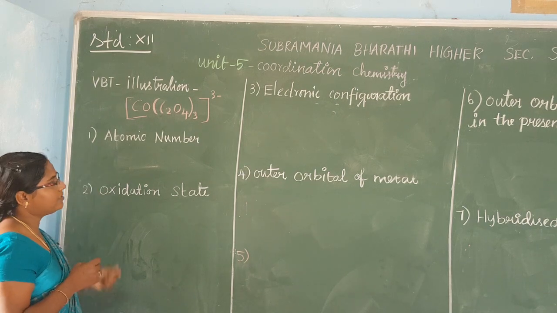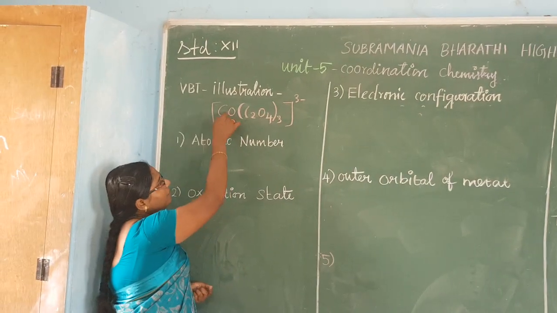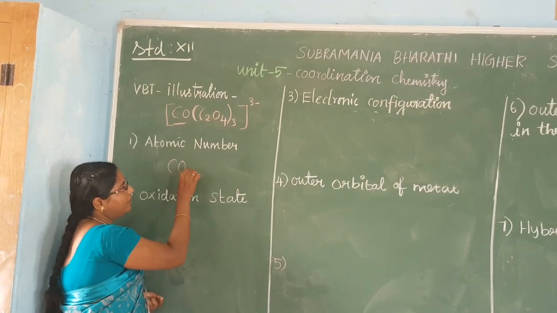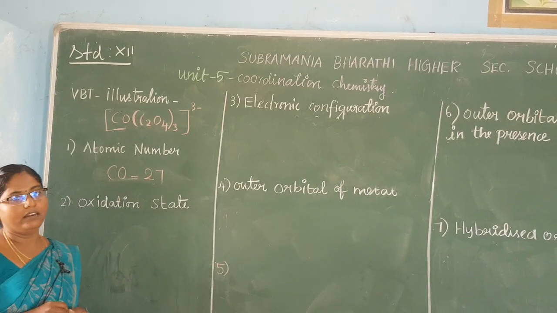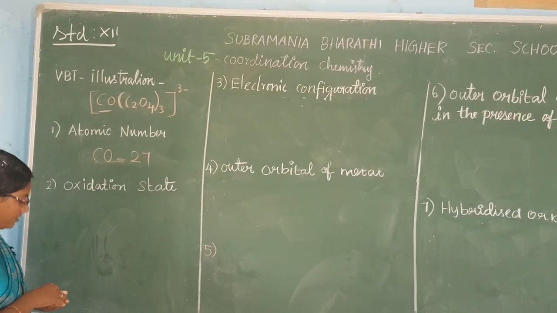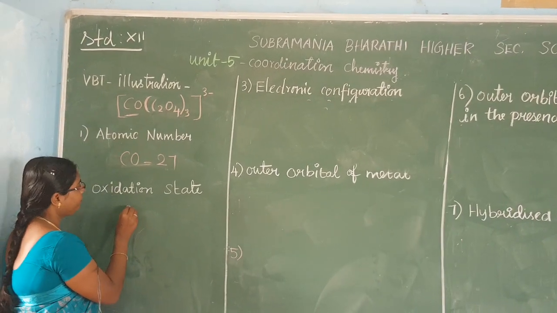So the first step is the atomic number. What is the atomic number of the central metal atom here? The central metal atom is cobalt. The atomic number of cobalt is 27. Then I have to find out the oxidation state. How to find out the oxidation state, that you know very well.